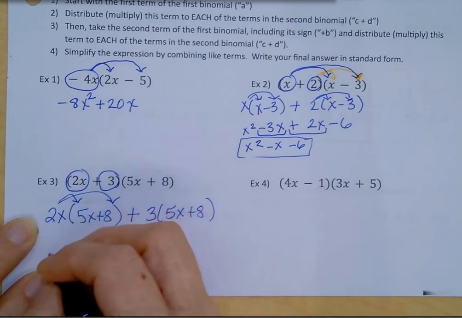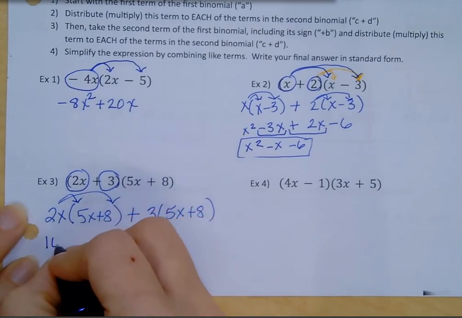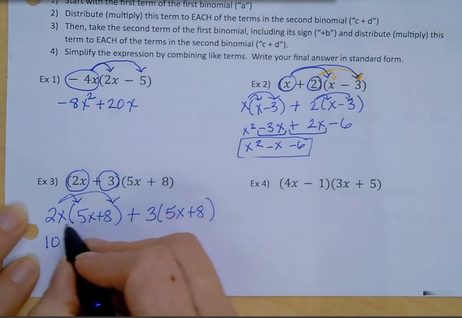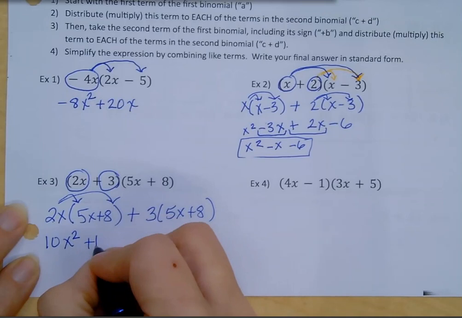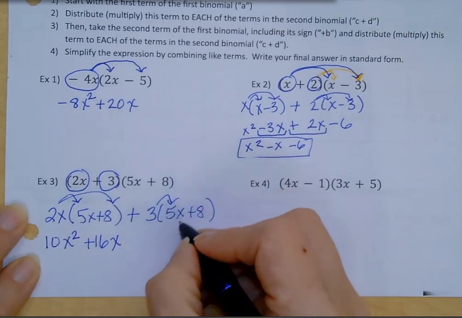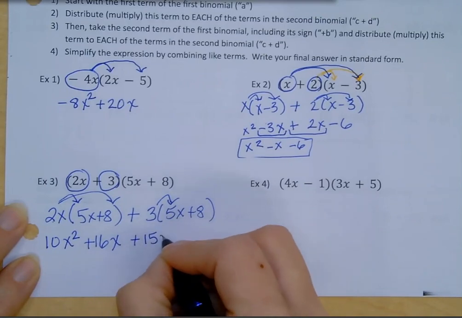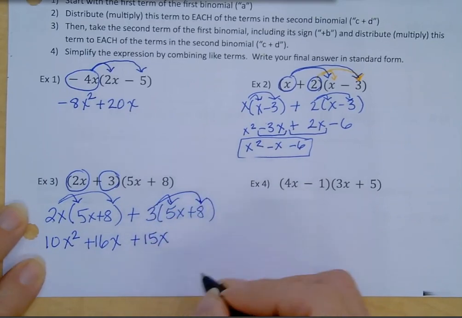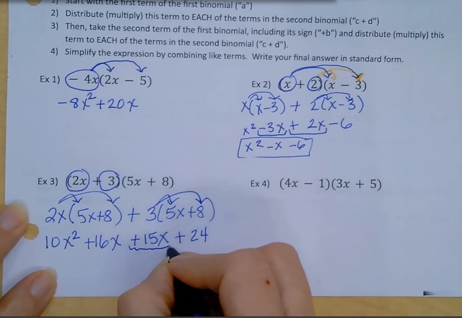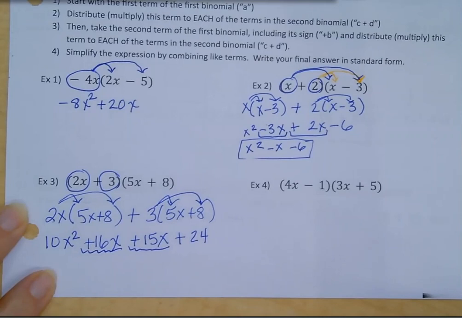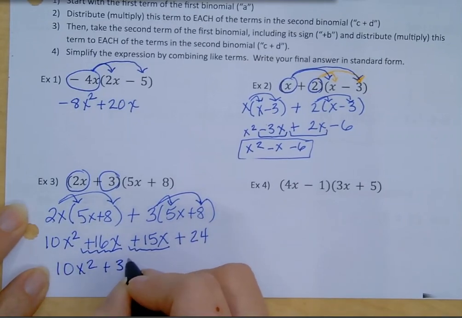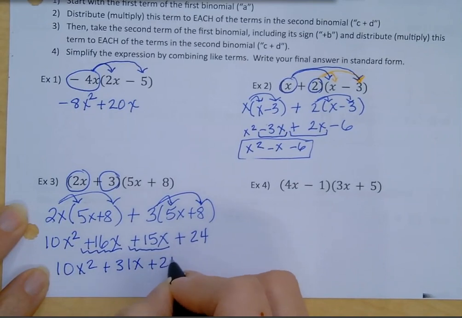So 2x times 5x, I can multiply 2 times 5 and I get 10. X times x is x squared. 2x times 8, I can multiply 2 times 8, so I get 16, and it's still times x. Here I have 3 times 5x, so I have 15 times x. And I have 3 times 8. 3 times 8 is 24. I want to combine like terms, and I want to make sure I don't lose any signs. So I'm going to be left with 10x squared plus 31x plus 24.